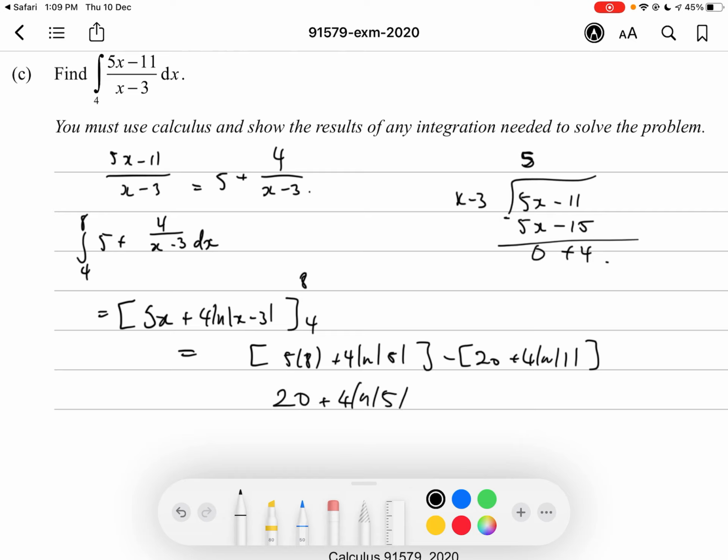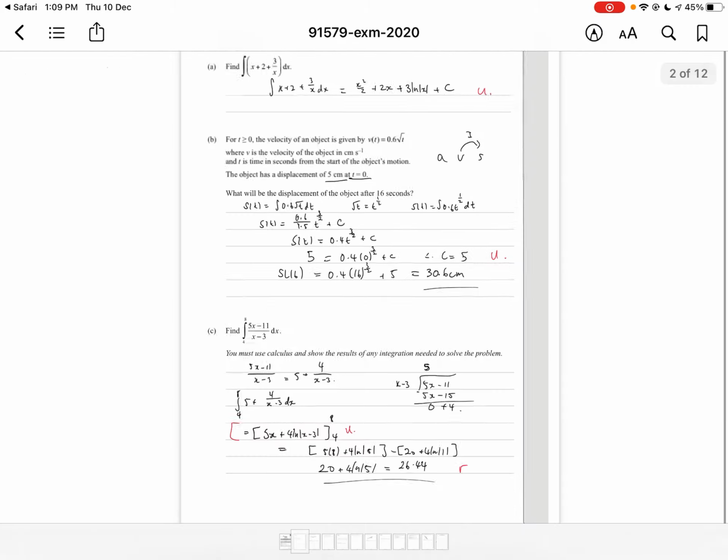So if we want to write that in decimal form, we should get the answer of 26.44. That should be our final answer for this question, 26.44. This should be a merit level question. And to get an achieved, correct integration should get you an achieved, so up to this point there.